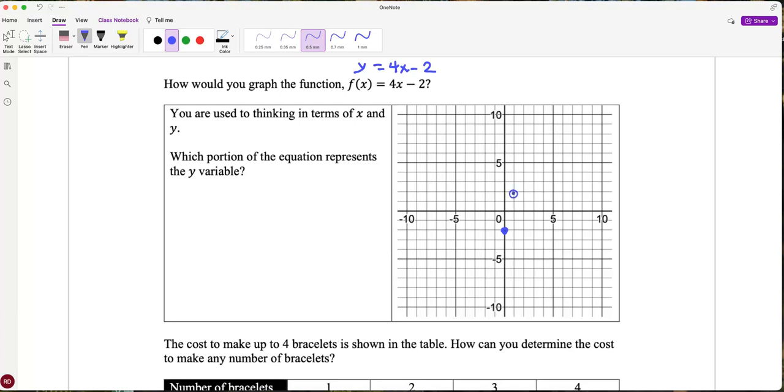1, 2, 3, 4. So this is the function, okay? So there's really nothing new here. I just use slope-intercept form to graph this function, okay? So f of x, this represents your y value. And then x represents your x value in function notation.